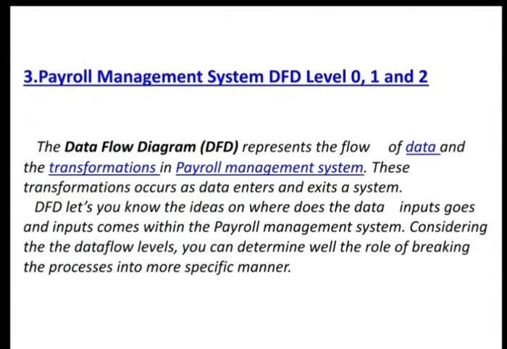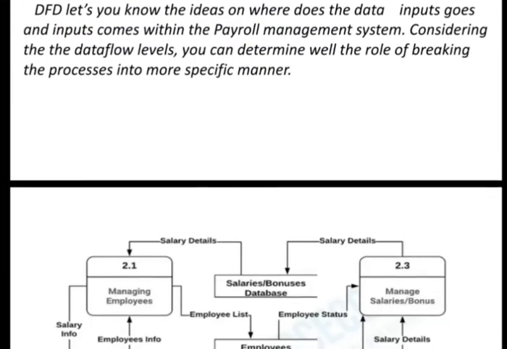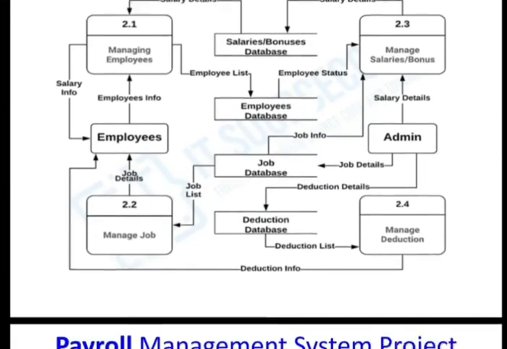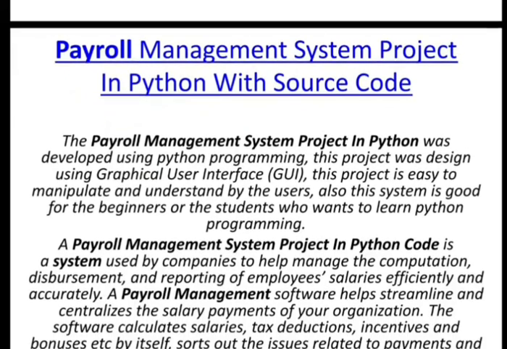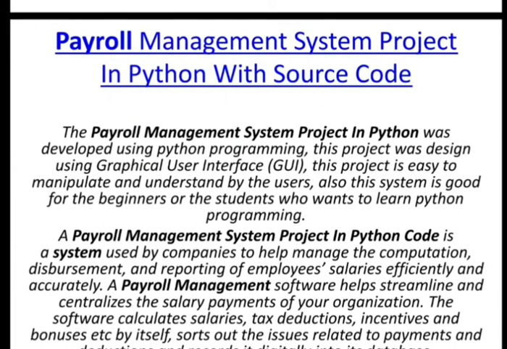Third is payroll management system DFD level 0, 1 and 2. The data flow diagram, DFD, represents the flow of the data and the transformation in the payroll management system. This transformation occurs as the data enters and exits the system. DFD lets you know where the data inputs go and where outputs come from within the payroll management system. Considering the data flow levels, you can determine well the role of breaking the process into a more specific manner. This is the diagram.